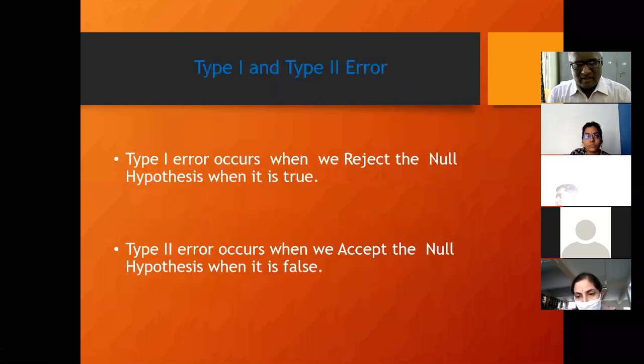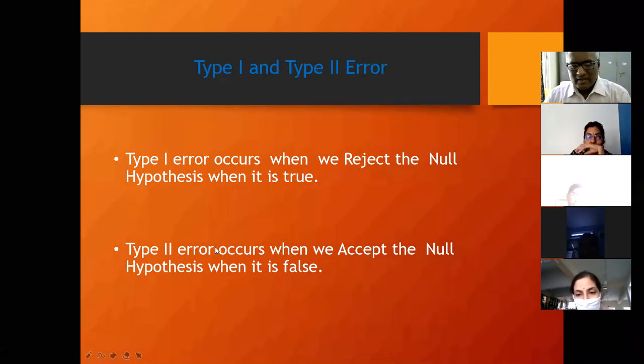So now often we come across two types of errors in qualitative and quantitative research. Which are the errors? Errors are not mistakes. They are wrong judgments we make. Type 1 error occurs when we reject the null hypothesis when it is true. Type 2 error occurs when we accept the null hypothesis when it is false.